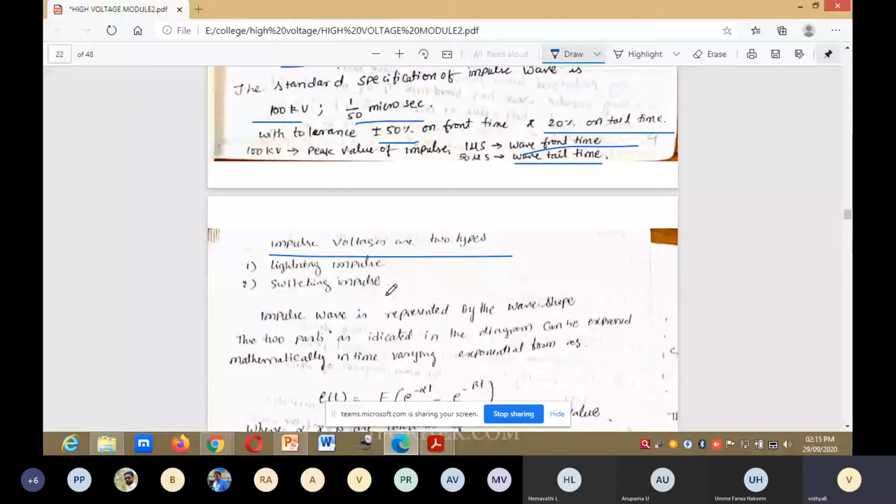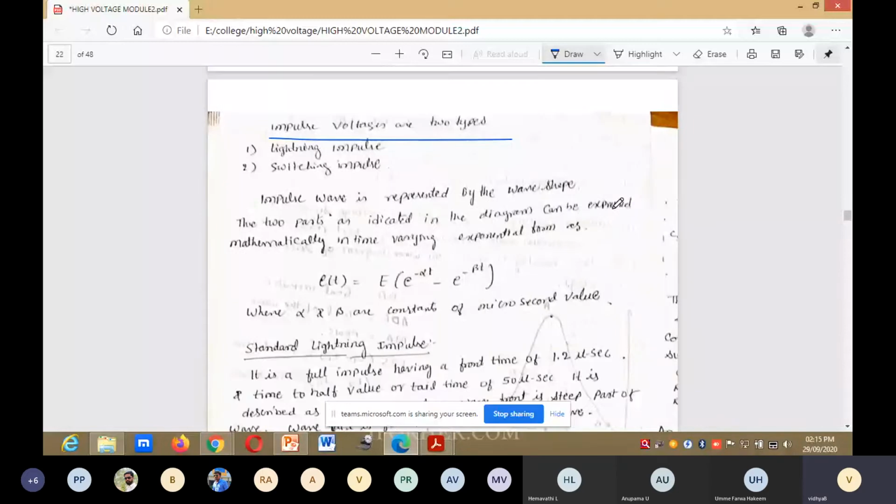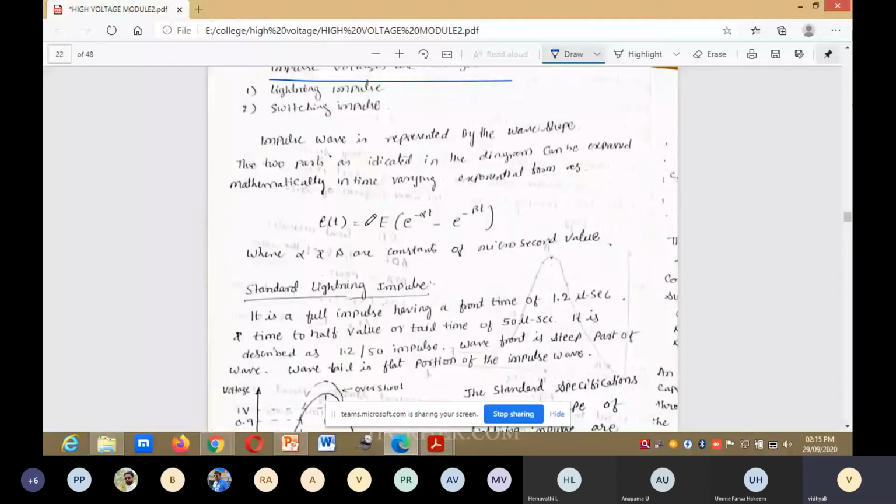Before going to that, why do we require impulse voltage? To study the effect of transient overvoltages generated by lightning or switching operations on the system. Impulse wave is represented by the wave shape. The two parts indicated in the diagram can be expressed mathematically as E(t) = E(e^(-alpha t) - e^(-beta t)), where alpha and beta are constants of microsecond value.